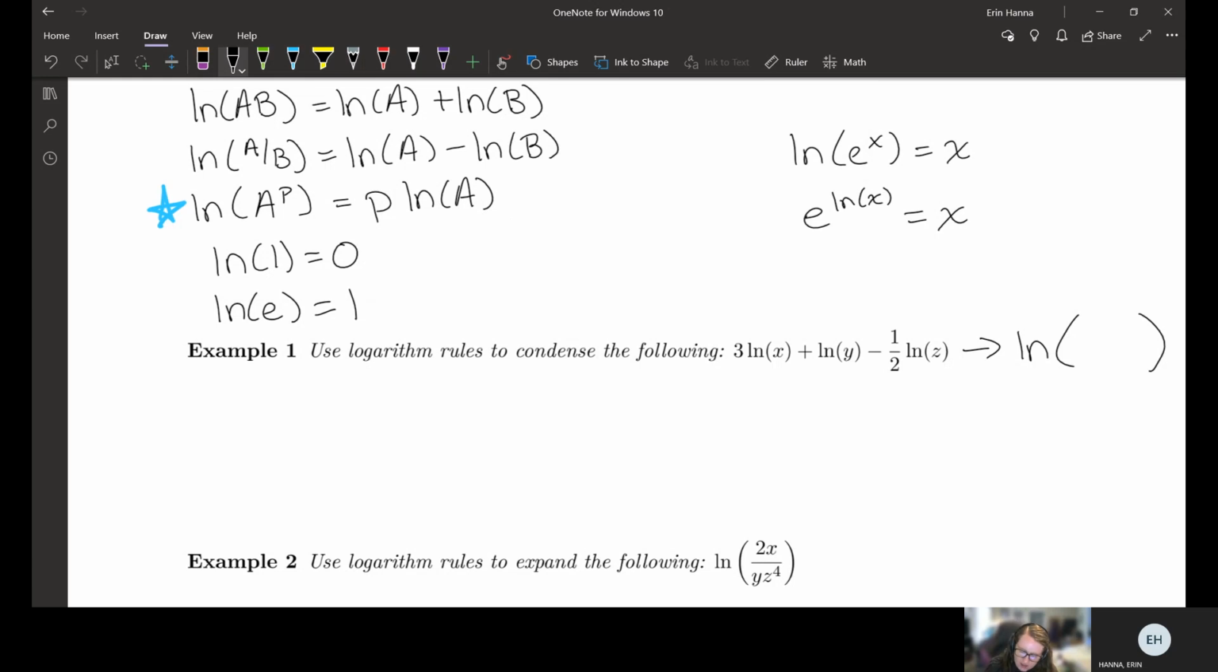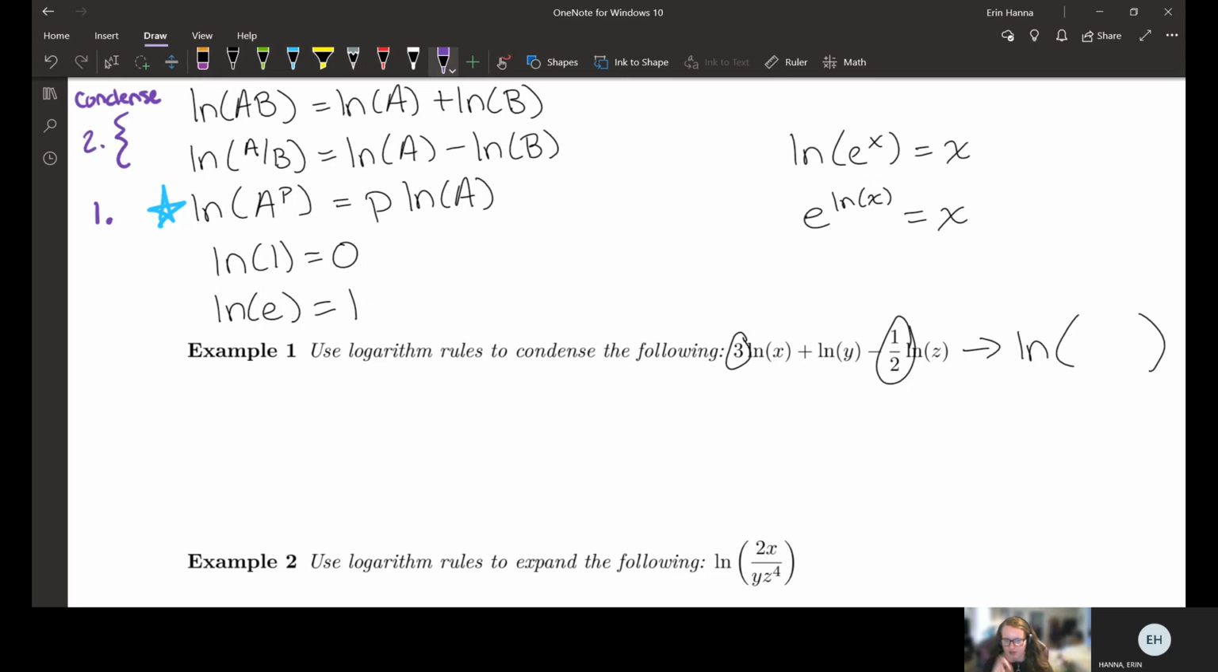Well, the first thing I notice is that I have a 3 and a 1/2. So I will write in purple over here. When you're condensing, you want to look at powers first, and then these two together are the next step.